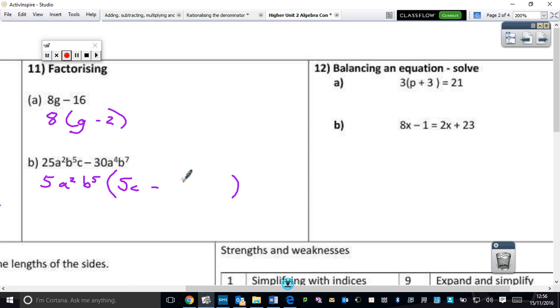5 goes in 30 6 times, that's it, good. A squared, I need A to the power 4, so how many more A's? 2. 2, so that's A squared. Then B to the power 5, I need B to the power 7. 2. And that's that one, that's quite a complex one.